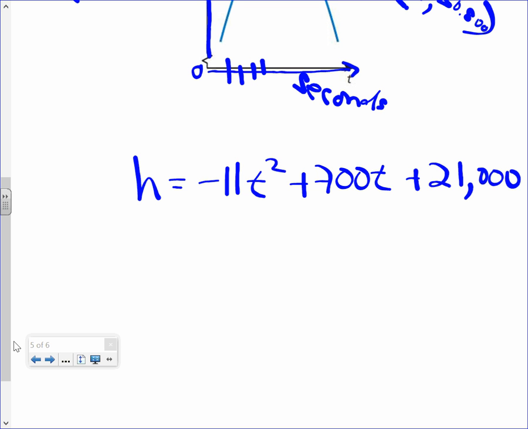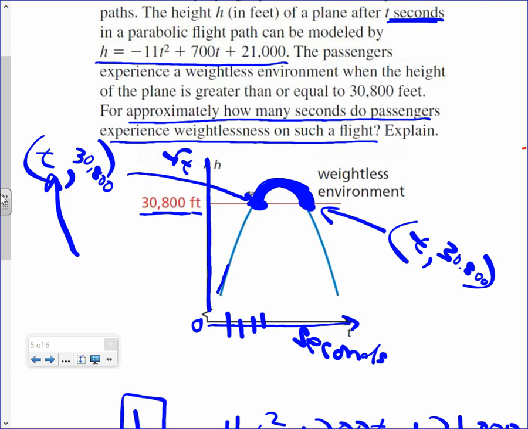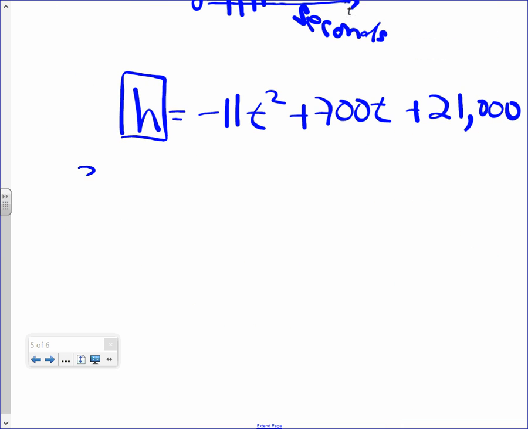30,800. So this h, they're telling us what this height is. This parabola, the height and the time are constantly changing. But at this height, we know it's 30,800 feet. And that's what h represents. So let's take h and replace it with 30,800. Do that with me, and let's rewrite the whole equation. Look at this.